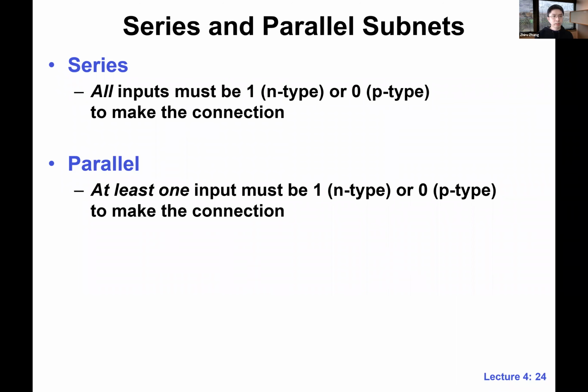For series connection, what kind of Boolean function does it correspond to? Very good. This is sort of like AND. And parallel, how about parallel? OR. So once we get this intuition, you can easily translate a CMOS network into Boolean functions and vice versa. We'll see how this is done.